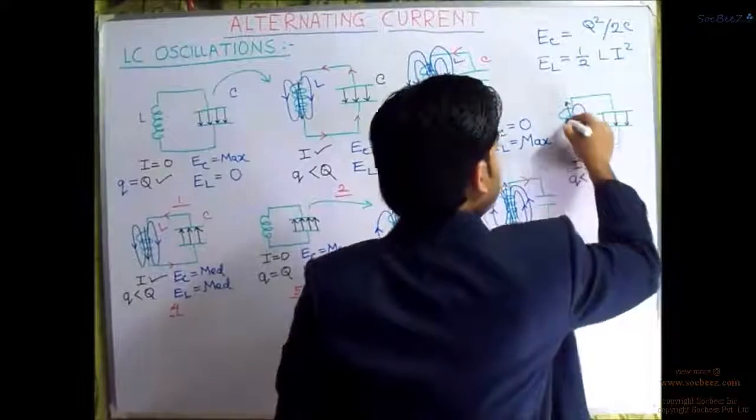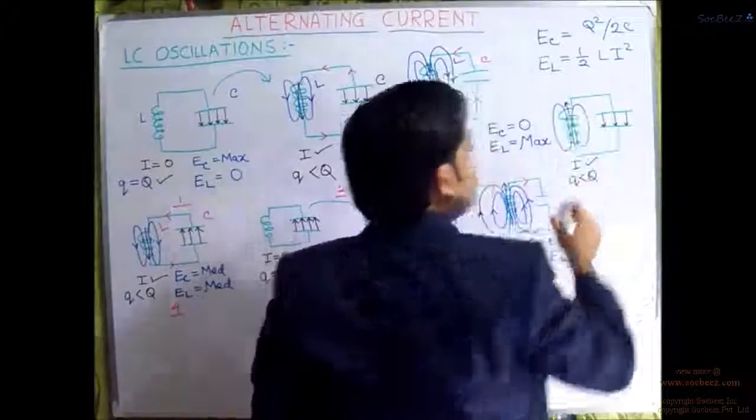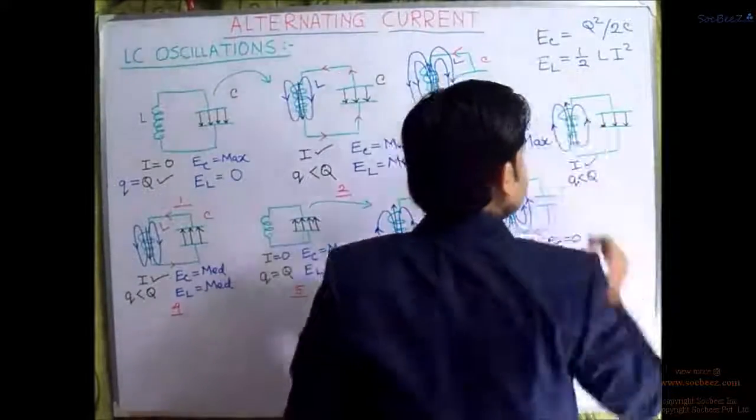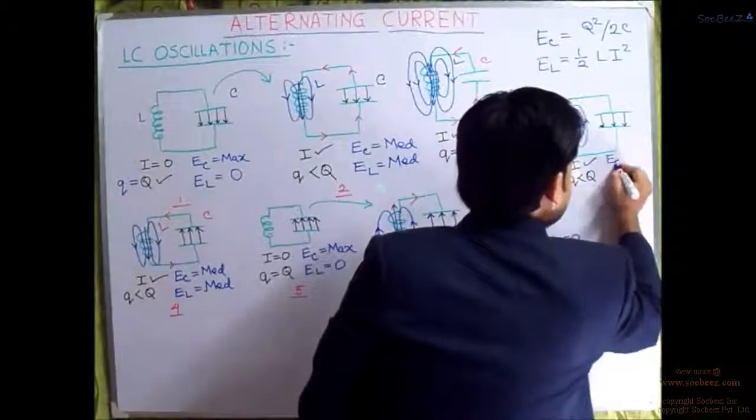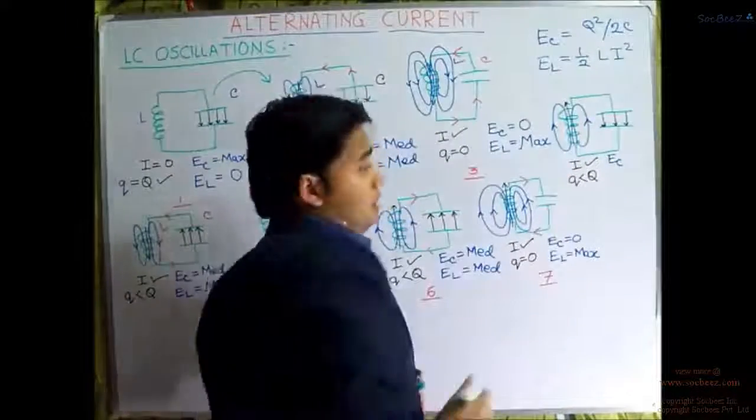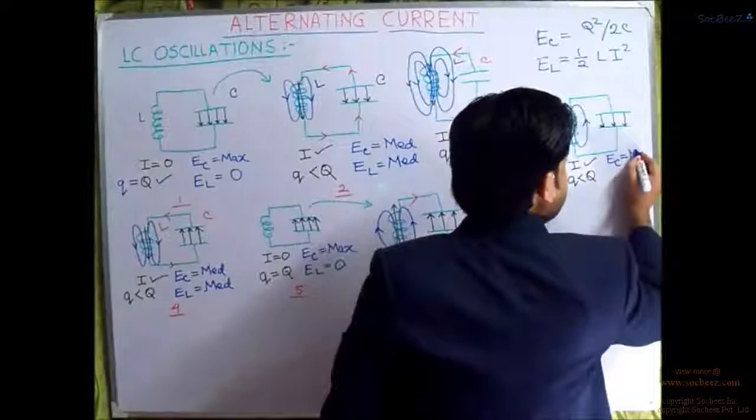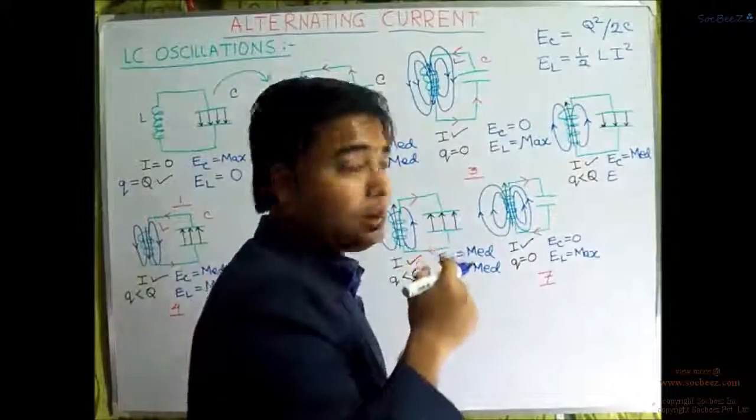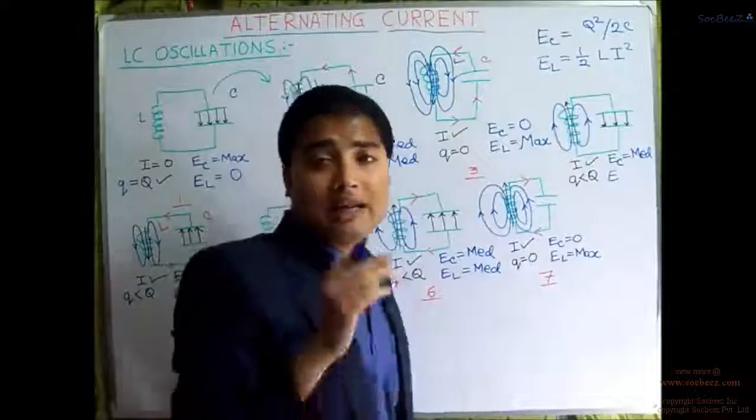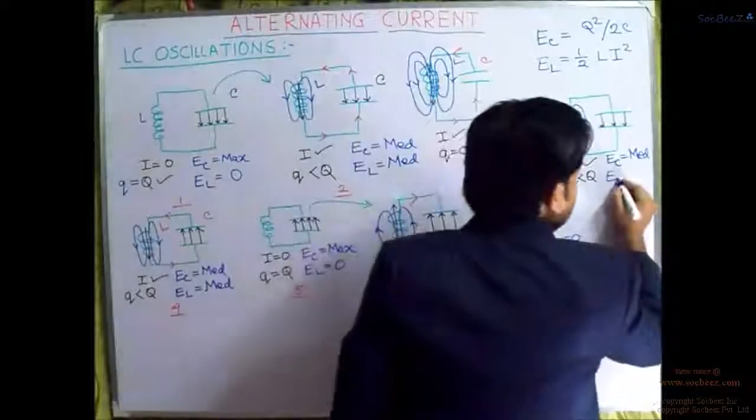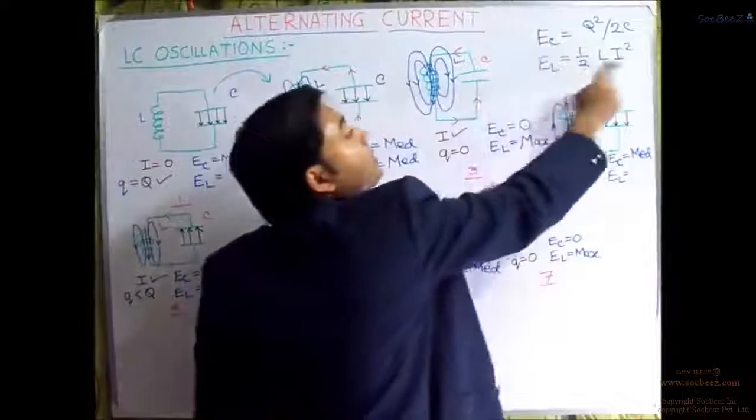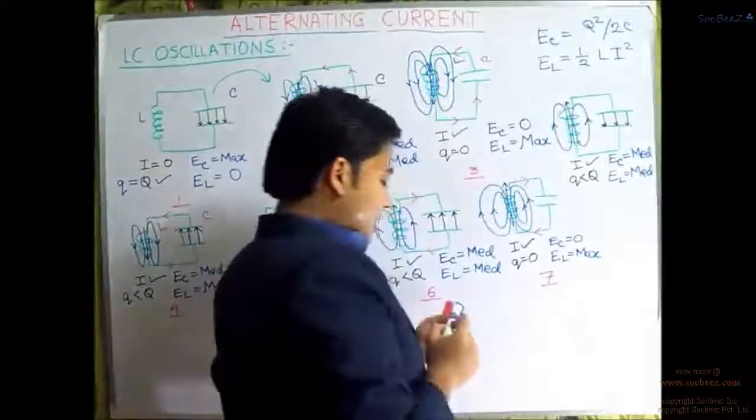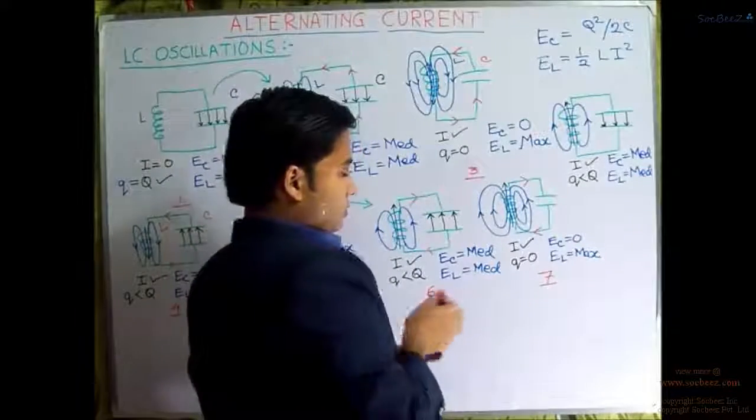But this will decrease in comparison to the previous case. So we can say if some charge is present, the energy associated with the capacitor will be medium, and if I is also present over here, as the Q is also present in the capacitor, we could also say that the energy associated with this inductor is again medium. This is the 8th scenario.